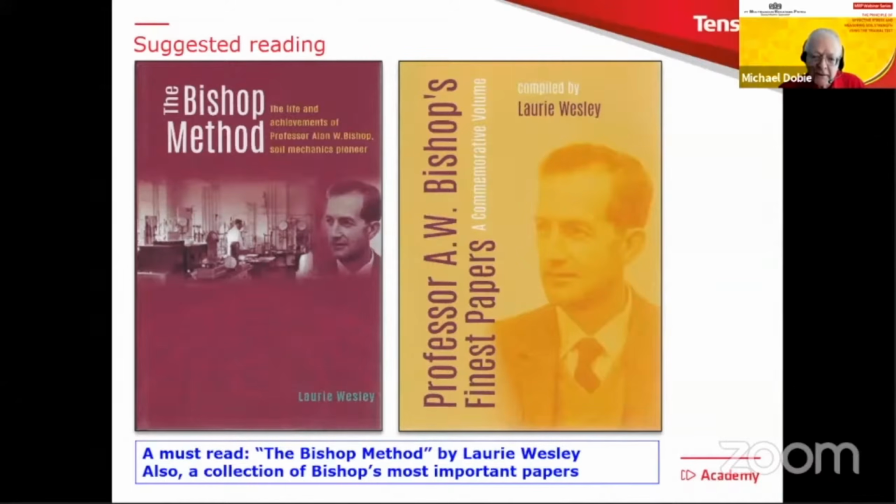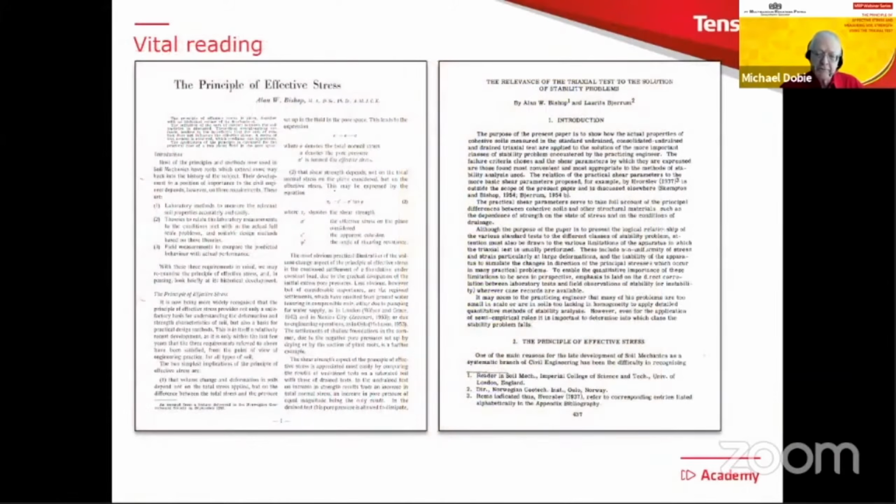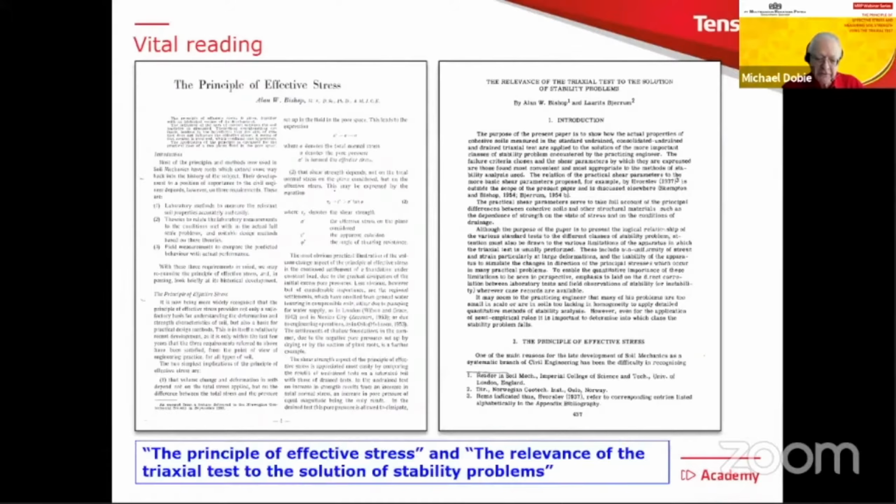And at the same time, Laurie also managed to get agreement to publish a series of Bishop's more important papers, which are in the yellow book. And that one you can also buy from the same publisher. I've given the references at the end of this if anyone's interested to know more. And here are two of the important papers. On the left, you have the principle of effective stress. Clearly, this really is the topic of today. And then on the right, you have a book about the relevance of triaxial testing to stability problems.